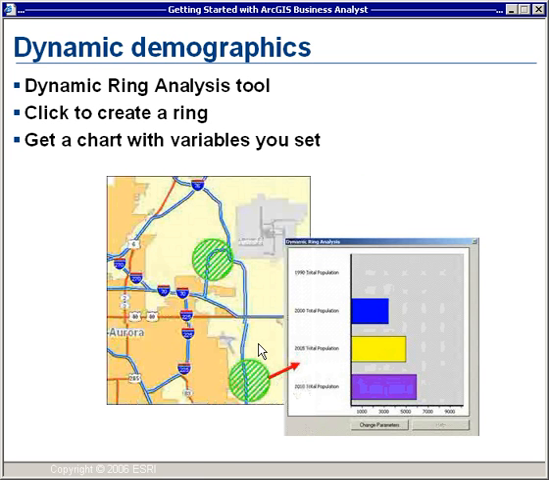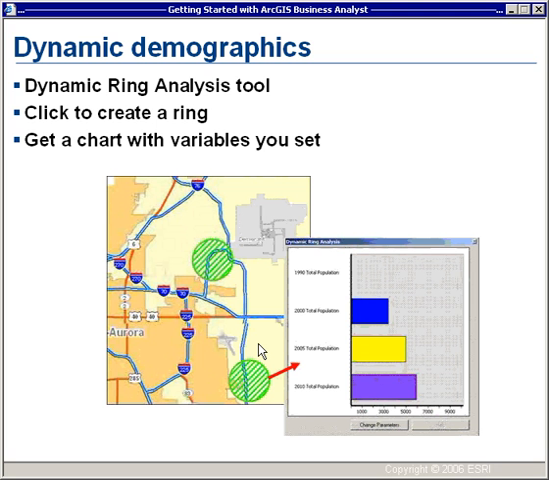The dynamic ring analysis tool lets you click on prospective locations. So it is a tool that you use to move your mouse around on the screen, click some points. When you click, a green circle is created. You define the size of the circle, whether you want it to be 1 mile, 2 mile, or 3 mile. Then after clicking on the circle, Business Analyst gives you a graphical chart. And here you can see how the population is changing over time.